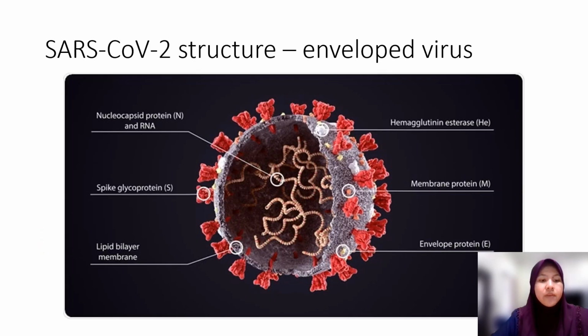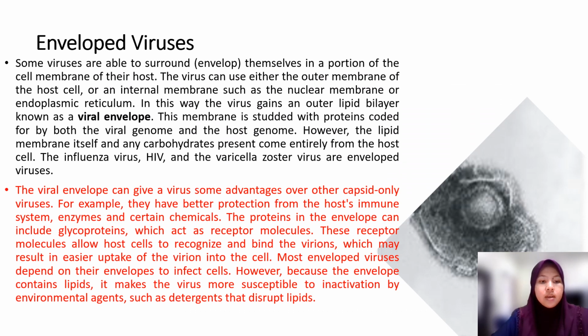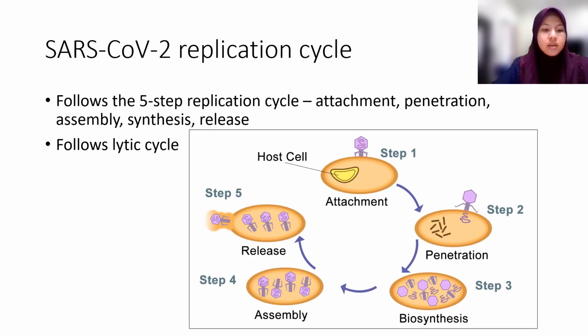SARS-CoV-2 is an enveloped virus type, and it contains 4 structural proteins, which are S, E, M, and N, and 16 non-structural proteins. The viral envelope glycoproteins mediate the interaction of the virus with the cell receptors and promote the fusion of the viral and cellular membranes during the infection of susceptible cells. SARS-CoV-2 follows a 5-step replication cycle, and its bacteriophages follow the lytic cycle.